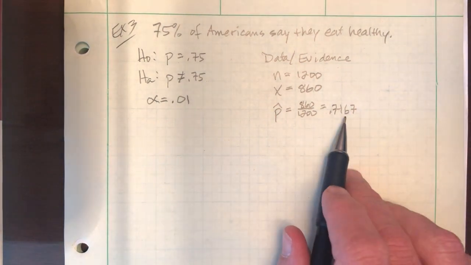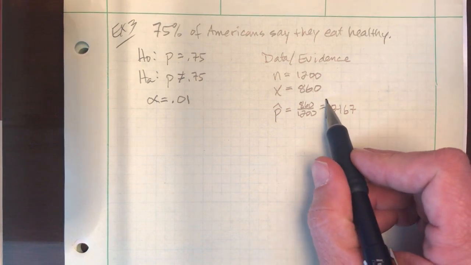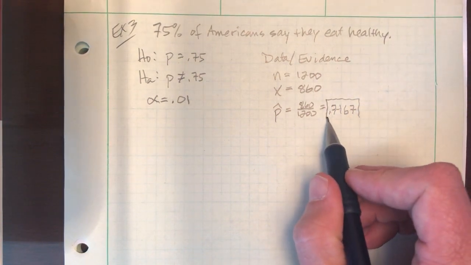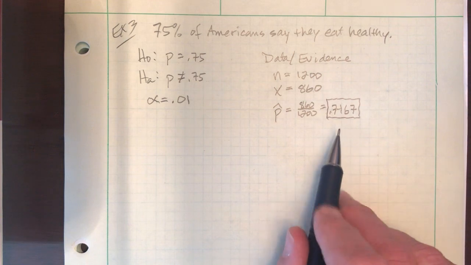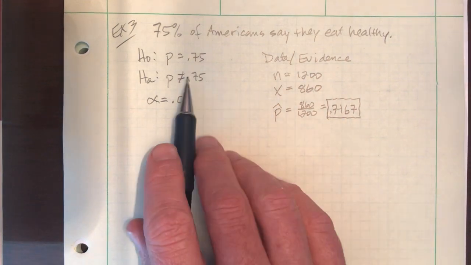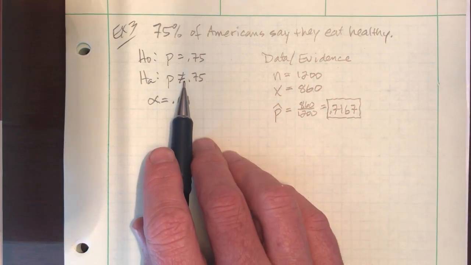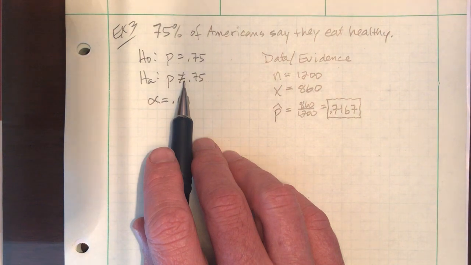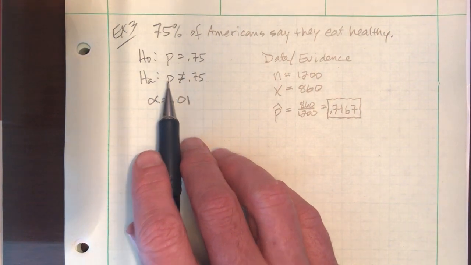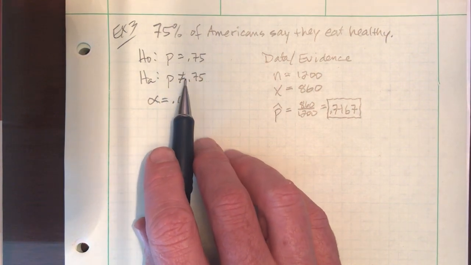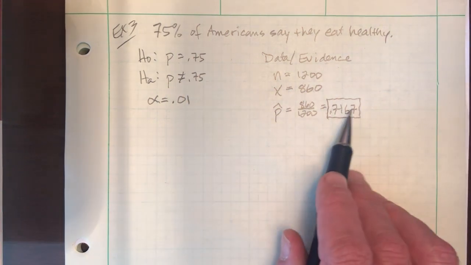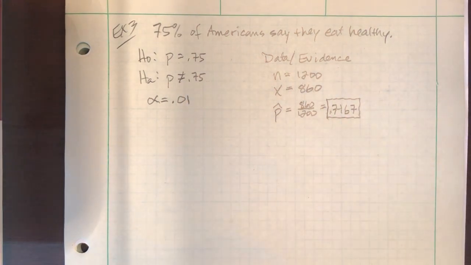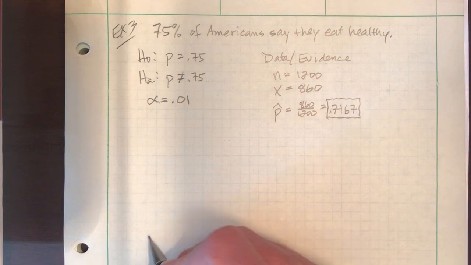So let's ask ourselves, I put a box around important numbers. This is my point estimate. My question to you right now is, does my evidence support my alternative right now? And it does. My alternative is saying the true proportion of all Americans is not 75%. That's not 75%. So we're ready to move.